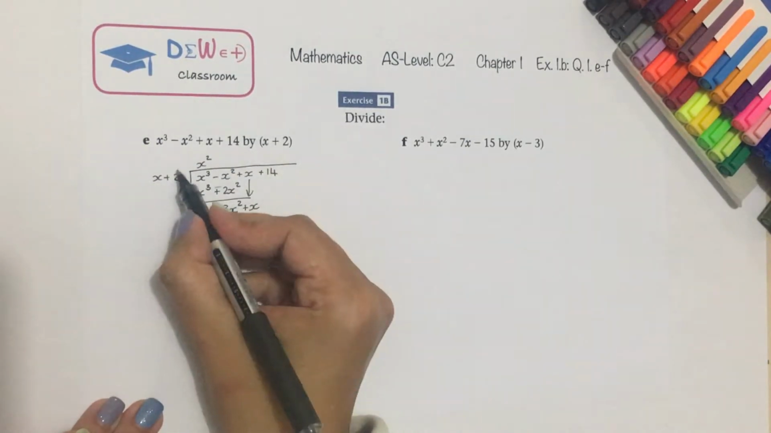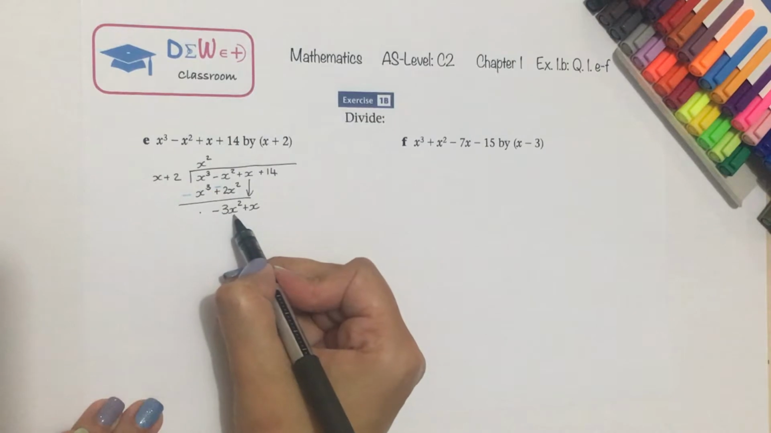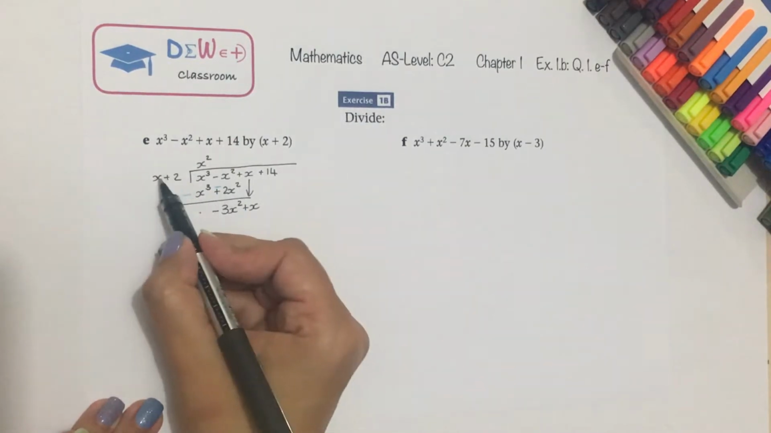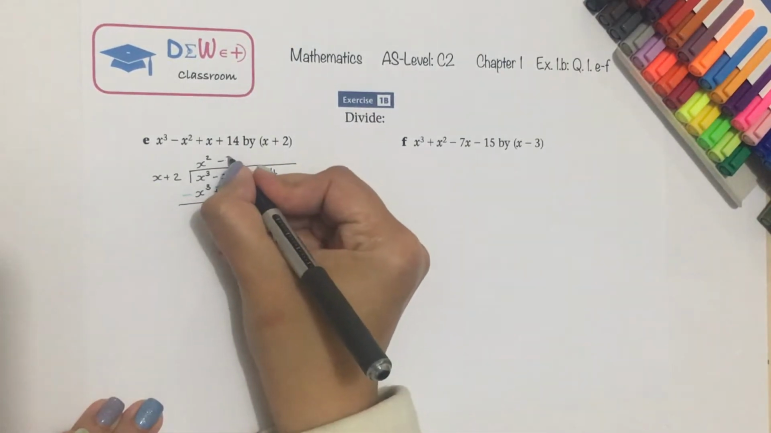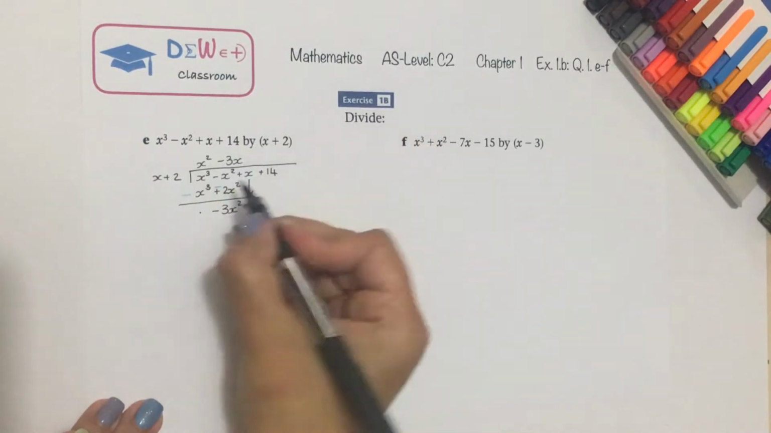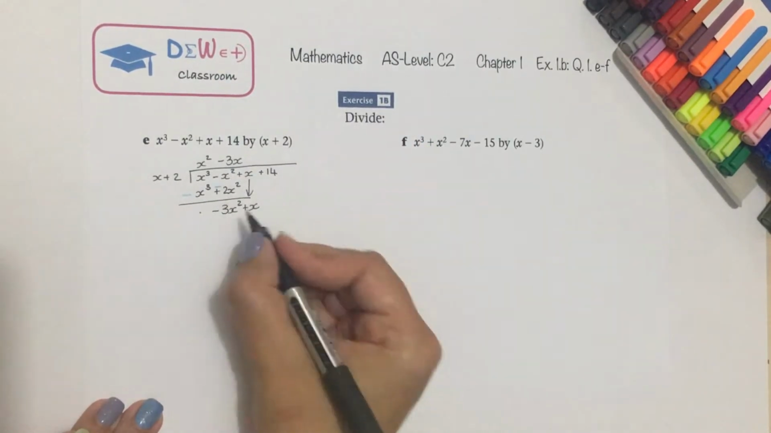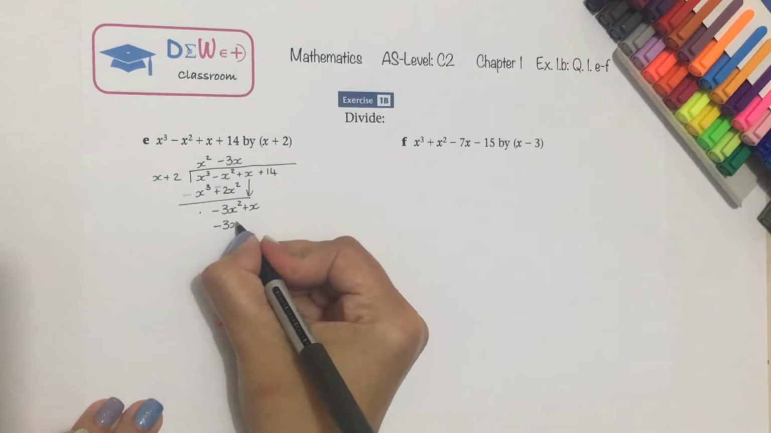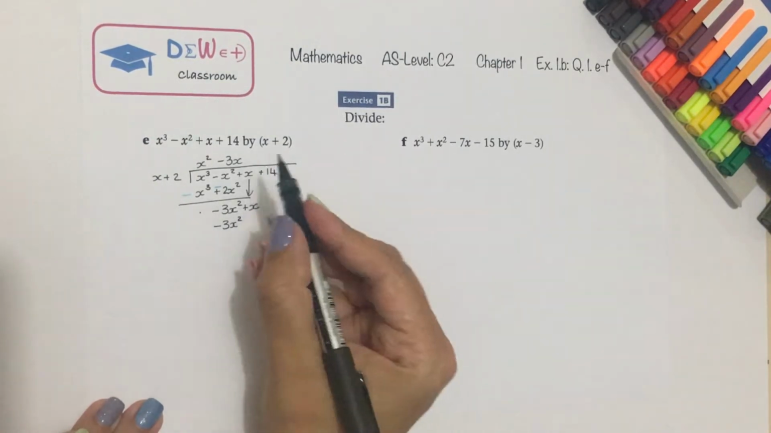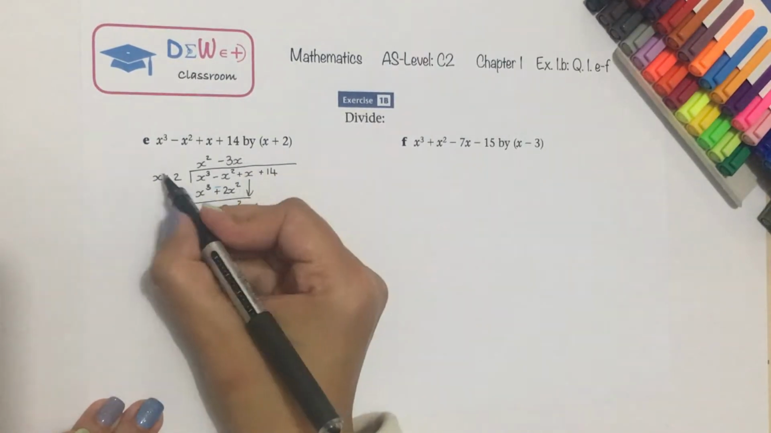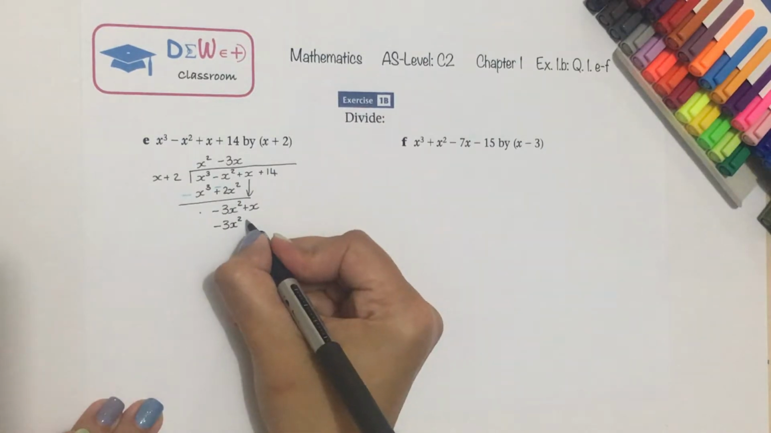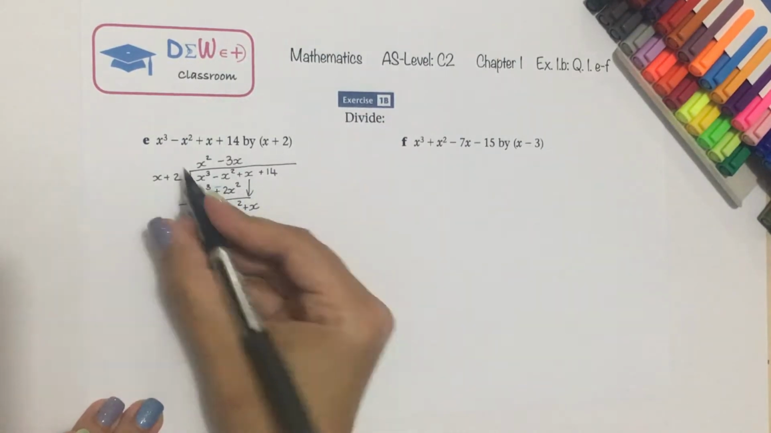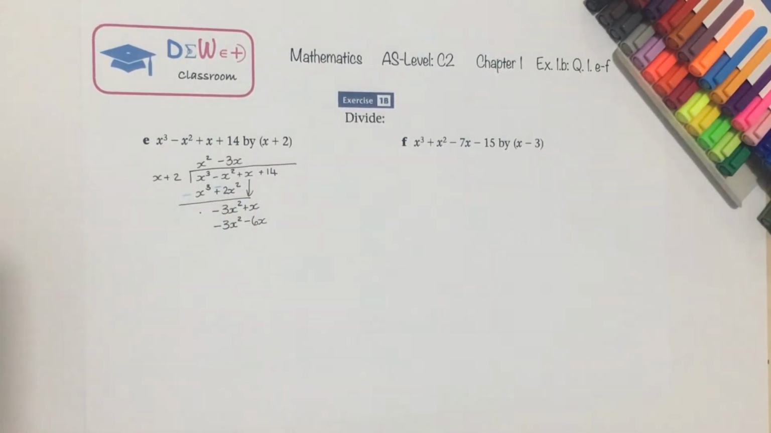And again, going up, we ignore the plus 2. So minus 3x squared divided by x gives us minus 3x. Minus 3x times x gives us minus 3x squared. Right, but minus 3x times 2 gives us minus 6x. Don't forget about the plus 2.